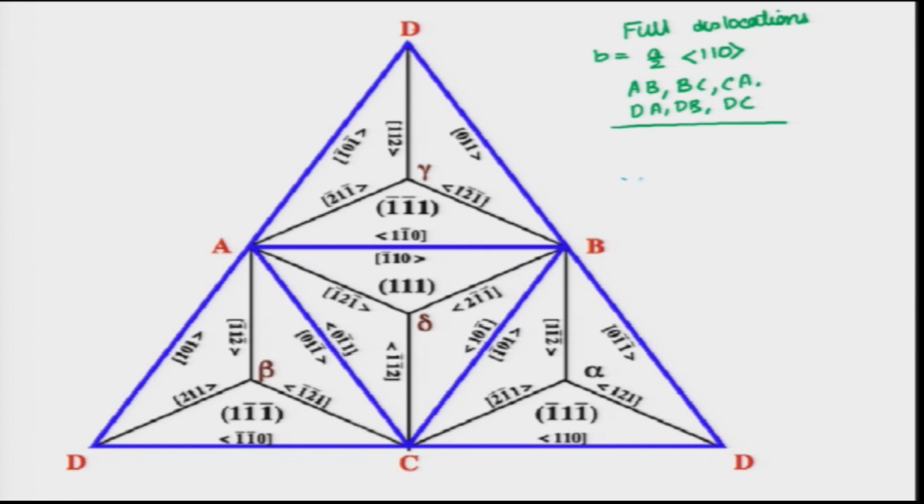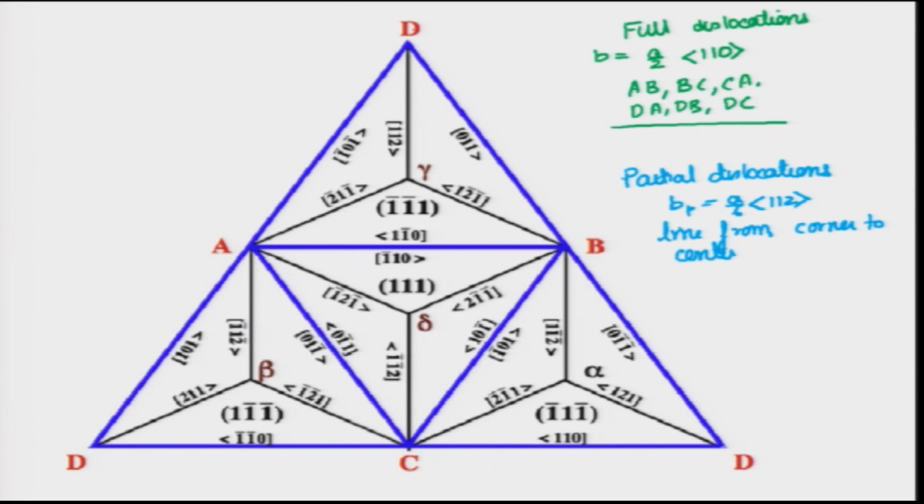On the other hand, partial dislocations, which have the Burgers vector of the type a/6 <112>, are basically lines from a corner to the center of that particular plane.